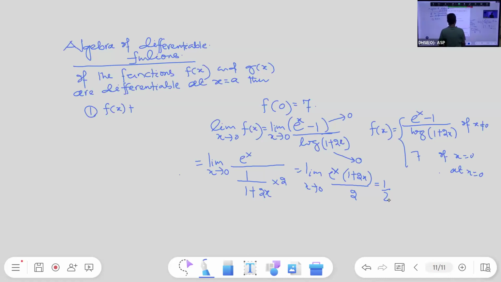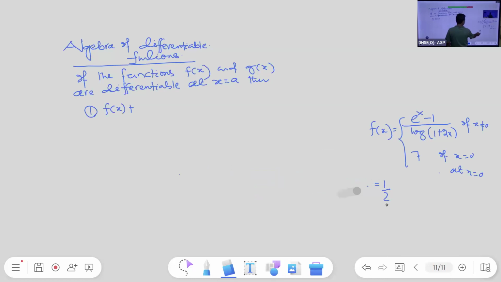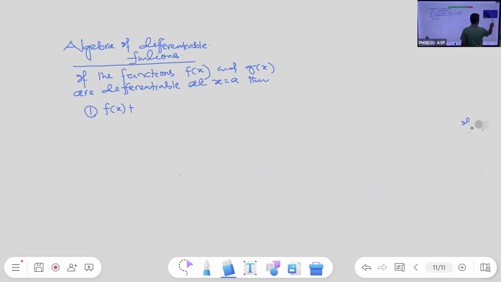Nirmal, quickly comment. Okay. So any doubt you can write like this. Nirmal, you are from which higher secondary school?